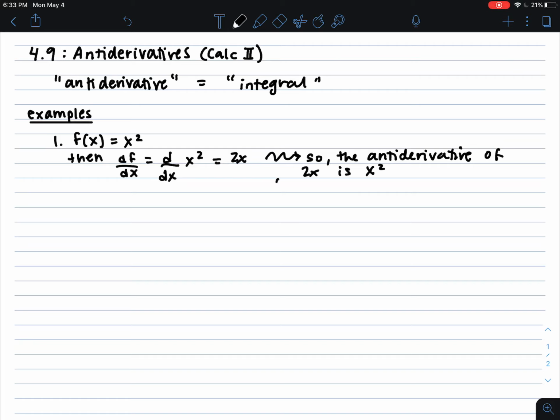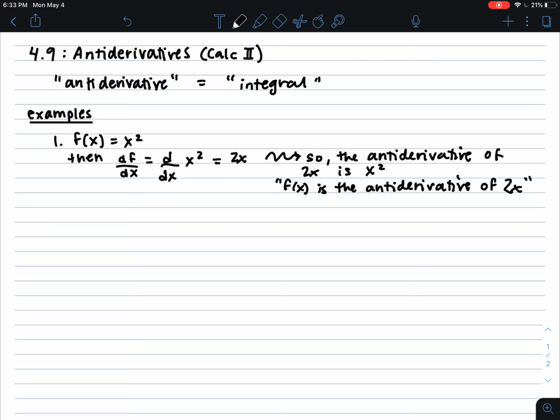You could also say f of x is the antiderivative of 2x. So if we look here, it's basically saying this function, our x squared, if we took the derivative of that, got 2x, and then wanted to undo that derivative, we get back to x squared. So antiderivative just undoes that, just like multiplication undoes division and subtraction undoes addition.